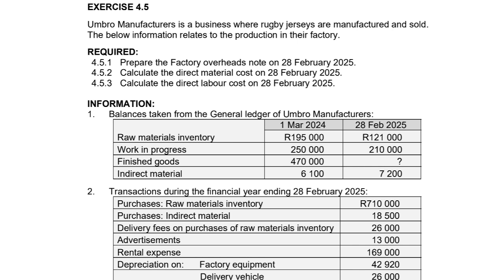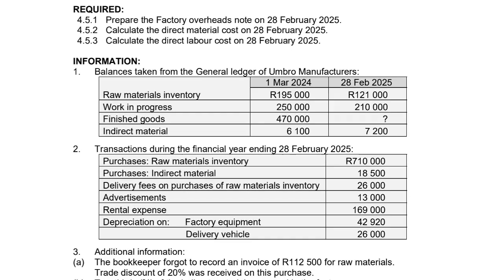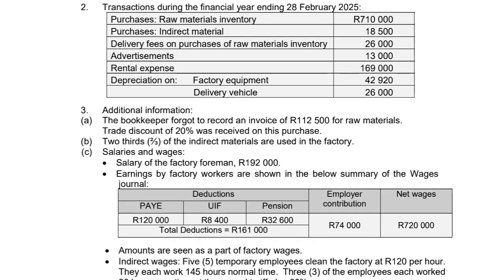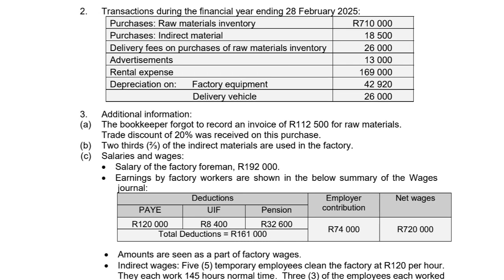Information 2, transactions during the financial year ending 28 February 2025 for the purchases of raw materials, purchases of indirect materials, delivery fees on purchases of raw materials, advertisements, rental expense, and depreciation on our factory equipment and our delivery vehicle. Three additional information. A, the bookkeeper forgot to record an invoice of 112,500 Rand for raw materials. A trade discount of 20% was received on this purchase.